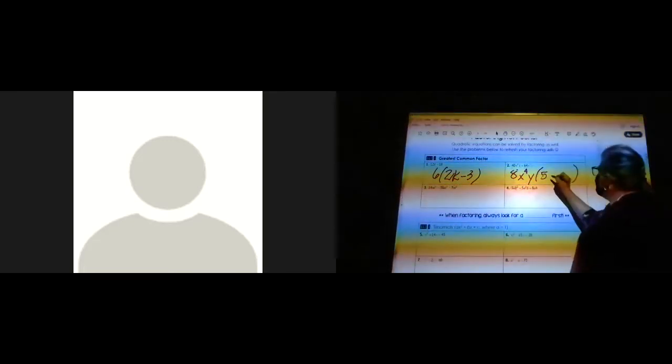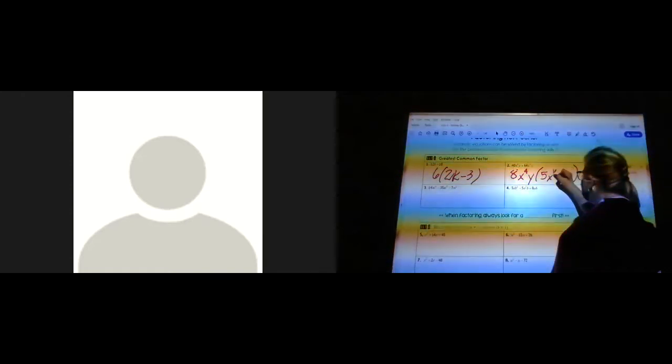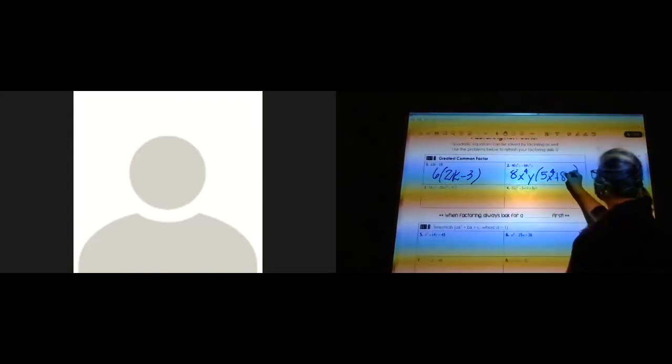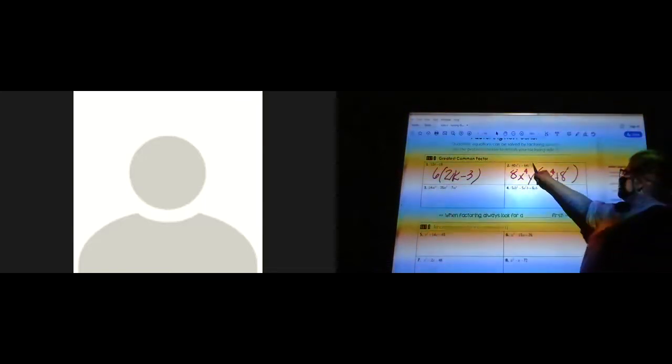X to the 4th. So don't forget, when you're multiplying like bases, you just add the exponents. And then what can you multiply y by to get y? Exactly. Multiply it by 1 to get y. So now what can we multiply 8 by to get 64? 8. And then what can you multiply x to the 4th y by to get x to the 4th y? 1.